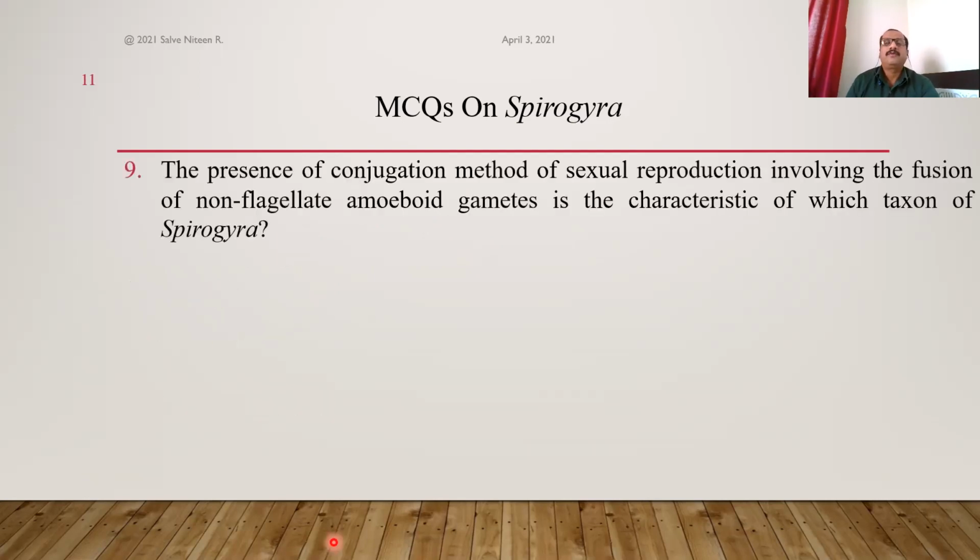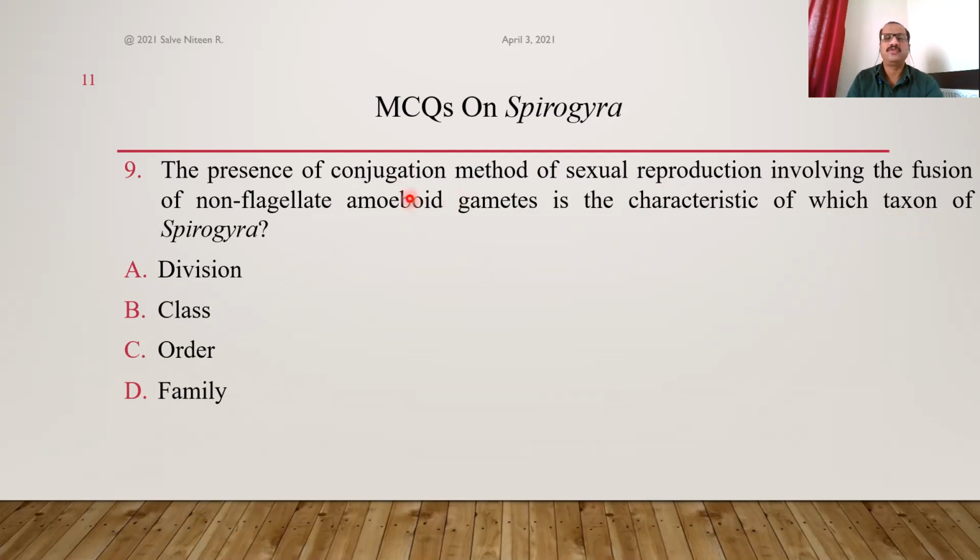Okay. The presence of conjugation method of sexual reproduction, which involves fusion of non-flagellate, non-motile, amoeboid gametes. This is the characteristic feature of which taxon, when you see the taxonomic position, which taxon has this character. This is the characteristic feature of which taxon of Spirogyra. So options are given, whether it is a characteristic of division Chlorophyta, class Chlorophyceae, order Conjugales, which is also called Zygnematales, or it is a characteristic feature of the family of Spirogyra. This is a characteristic feature of what?